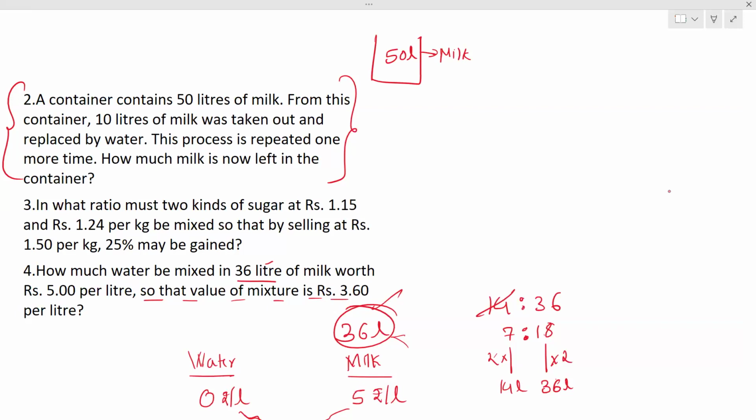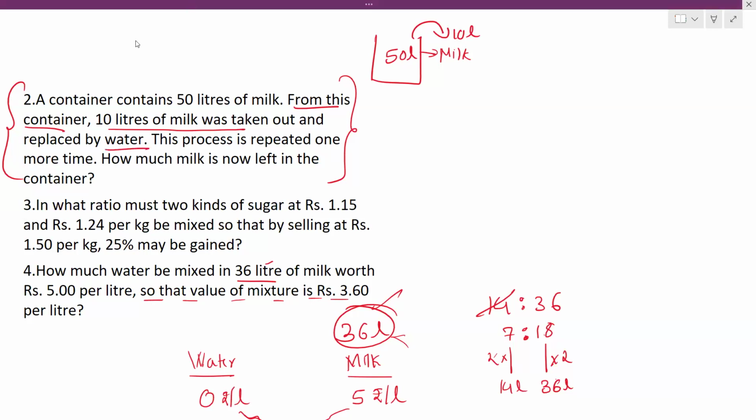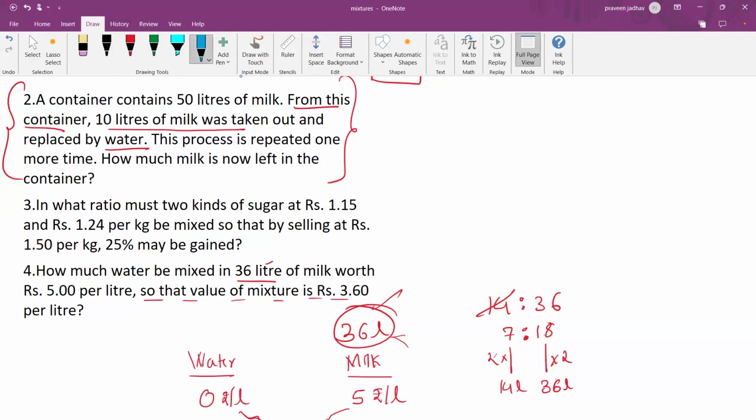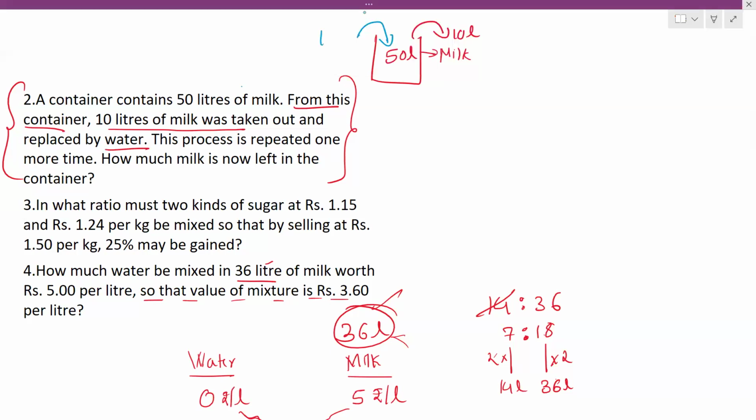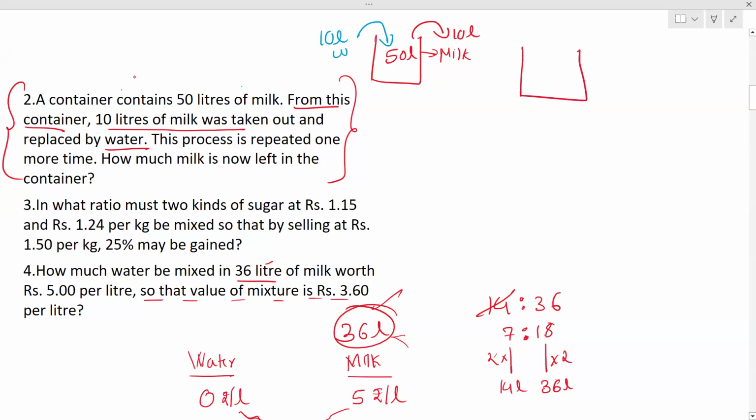Listen to me carefully. This is a very simple question. 50 liters of milk is there in the container initially. What did he do? From this container, 10 liters of milk was taken out. Let me take 10 liters of milk out. If 10 liters is taken out and replaced by water, it is not left just that way. Then it is again being replaced with water. Let's say I replaced it with 10 liters of water. What is the new composition? Can anyone tell me what will be the new composition after this process? 50 liters of milk lost 10 liters, meaning how much milk is left? 40 liters of milk is left.